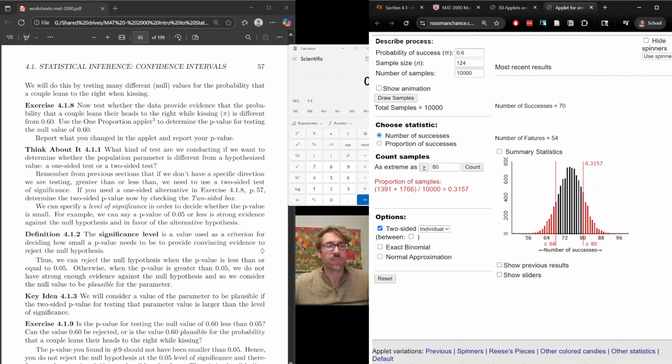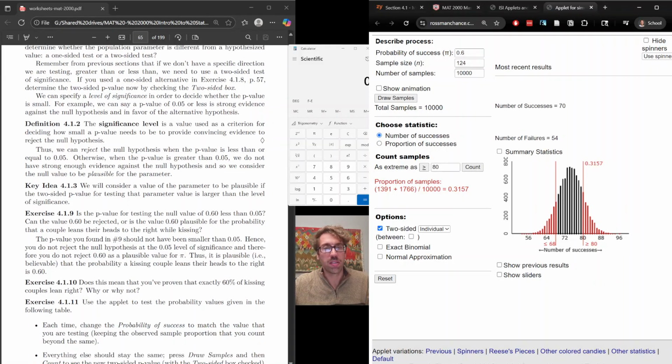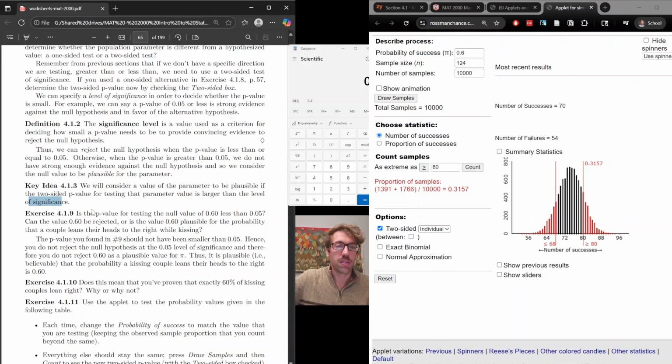Okay. So the level of significance is a value used in a criterion for deciding how small a p-value needs to be to provide convincing evidence to reject the null hypothesis. The most common value is 0.05, which is basically like 1/20th. And so if something happens less than 1 out of 20 times, that's weird enough in most cases. Okay. So we'll consider the parameter value to be plausible if the two-sided p-value is larger than the level of significance. So that's how it works.